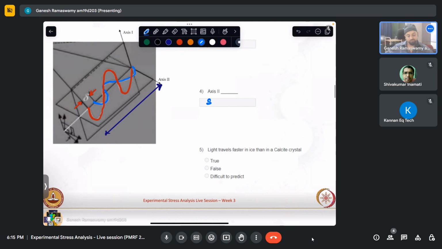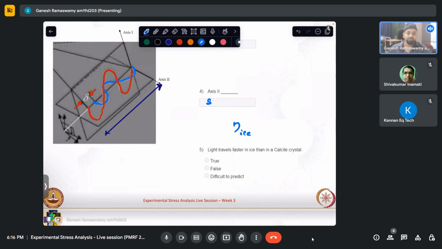Anyway, the next question asks: light travels faster in ice than in a calcite crystal. Is it true, false, or difficult to predict? For nearly all known materials, scientists have determined their refractive indices. So this is just a question of referring back to the refractive index shown in the lecture.